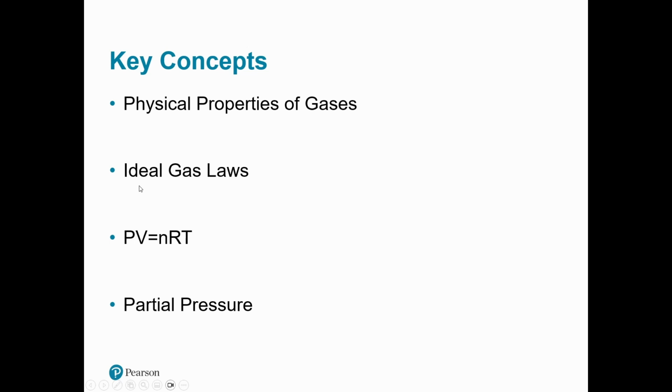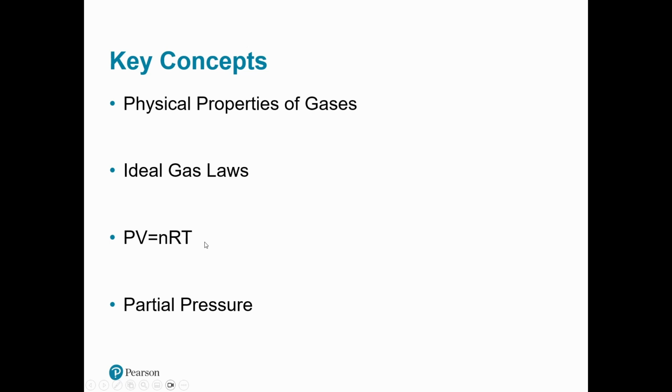After we introduce those physical properties, we're going to talk about the simple, combined, and ideal gas laws. The ideal gas law that you need to most be concerned with is PV equals nRT. You don't have to really memorize any of these. I'll give you a chart from the textbook that gives you all of the combined, simple, and ideal gas laws. At the very end, we'll go through some more applied problems as well as partial pressure.